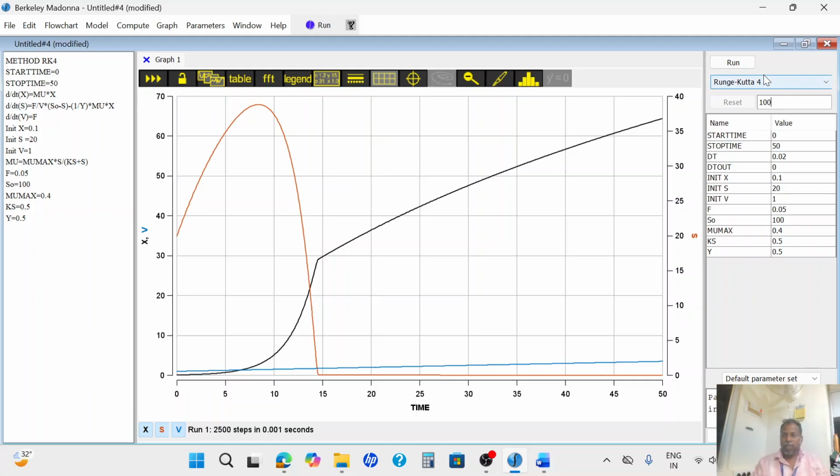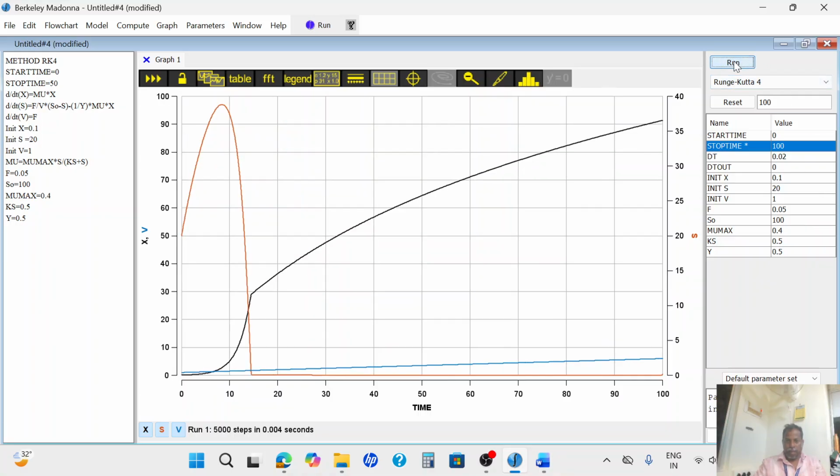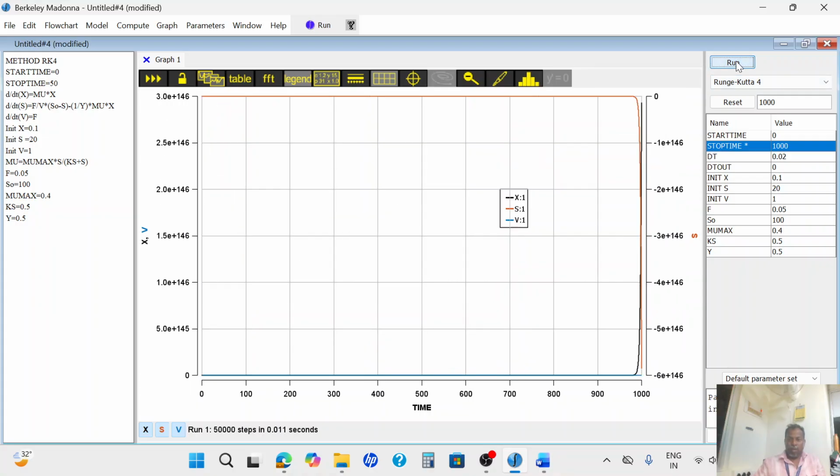So, for example, for 100 hours, the stop time is 100. Only the x is going to be increased. For the rest, there is no change in the substrate, and there are small changes in the V. Further, 100 going to 1000 is beyond the limit. So we should not run it for 2000 hours.